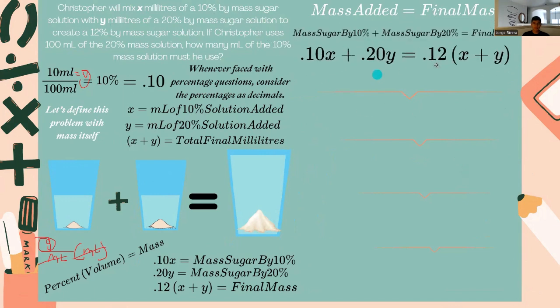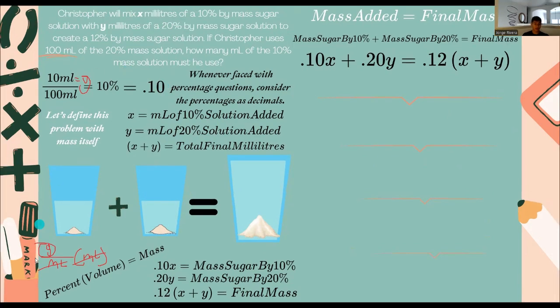Okay, so we have this equation, right? One thing we have to understand is that x is defined for us, because in the question it says if Christopher uses 100 milliliters of the 20% mass solution, how many milliliters of the 10% mass solution is he going to use? So we already have this variable y, the milliliters of 20% solution added. We already know this because Christopher is using 100 milliliters of the 20% mass solution.